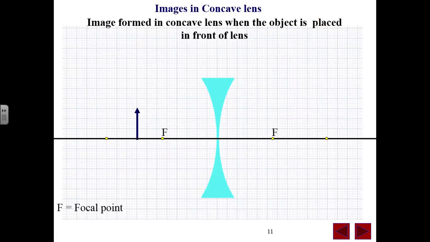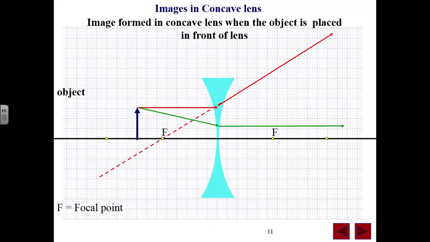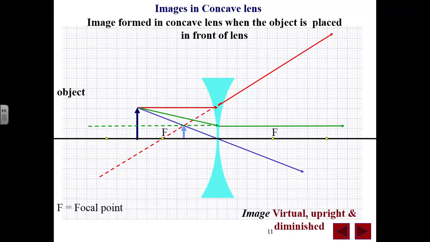So let's put an object in here and figure out what's going to happen. There's my first ray. There's my second ray. There's my first ray and my second ray traced backwards. They seem to meet, and it happens to work out that the third ray also works through that location. So here I have an image that's virtual, upright, and diminished. And so the focal length in this case, the focal point you're interested in, is on the opposite side of the lens.